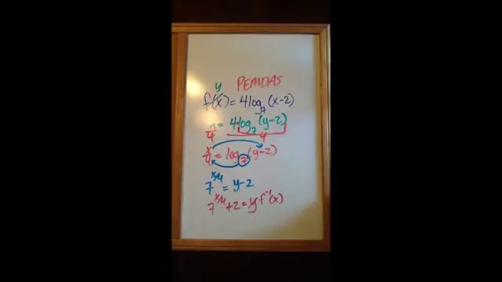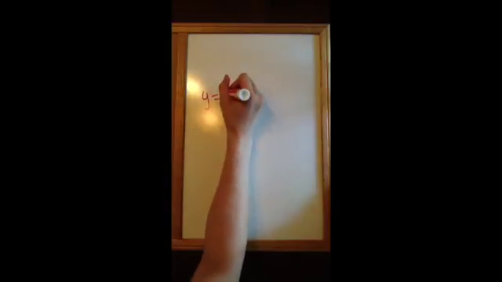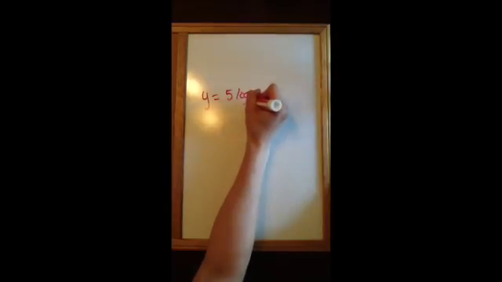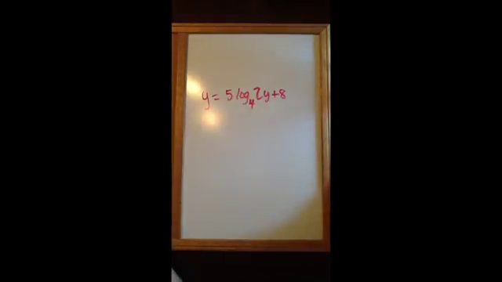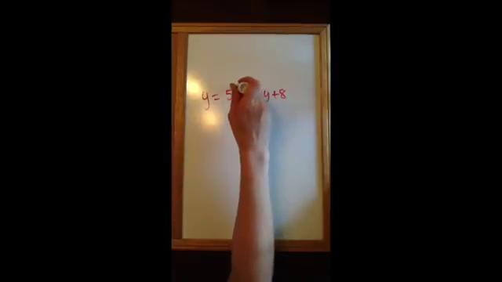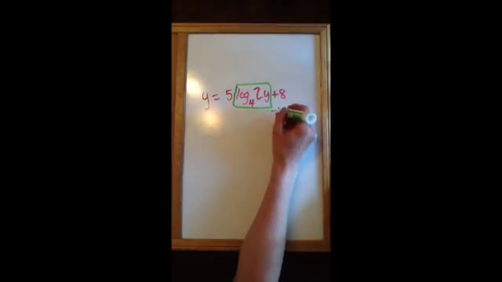Okay. So let's try another one. If I have y equals 5 log base 4 of 2y plus 8. Now on this one, I don't have the plus 8 in parentheses, which means that it's not inside the log. So the log is just this part right here. So I want to get rid of adding 8 and timesing by 5. So I'm going to subtract 8 first.